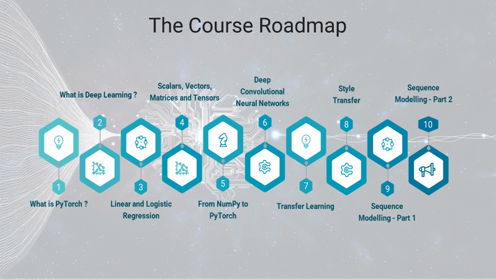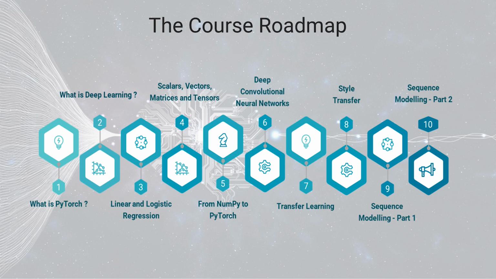As you will see, we begin with learning what PyTorch is. We then do a brief refresher on deep learning concepts. We also look at some of the classical machine learning models such as linear and logistic regression. We then do a deeper dive into some of the fundamental computational units of deep learning such as scalars, vectors, matrices, and most importantly tensors. We then go through an interesting journey from NumPy to PyTorch by implementing a neural network from scratch.